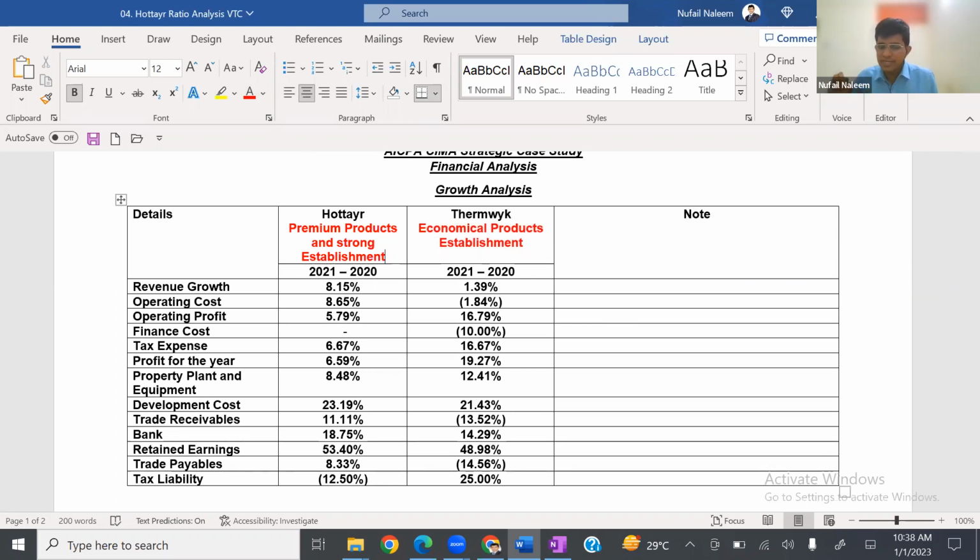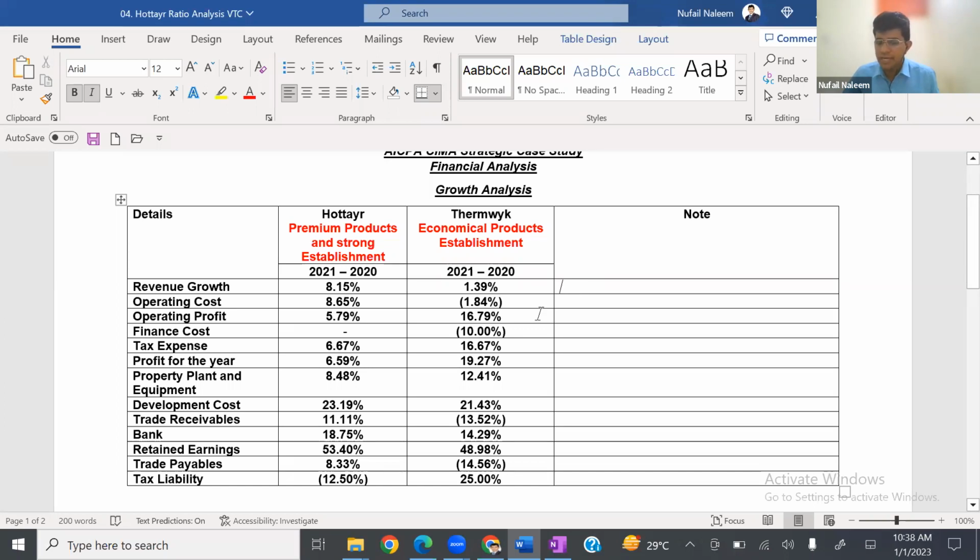So students, can I get a confirmation from you all in the chat box if you are clear with the Hottayr and if you are clear with the Thermwike point of view? Because effectively that is very, very important for you all to analyze and learn. Excellent. Now, children, observe this very clearly. 1.39 is the growth for Thermwike. And if you observe, the revenue growth for Hottayr is effectively 8.15. That itself clearly shows that the growth is extremely higher. Correct me if I'm wrong. And I can effectively say it's very high because of their technological advancement.